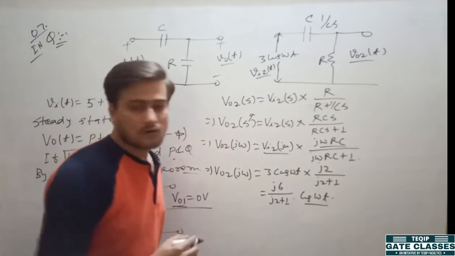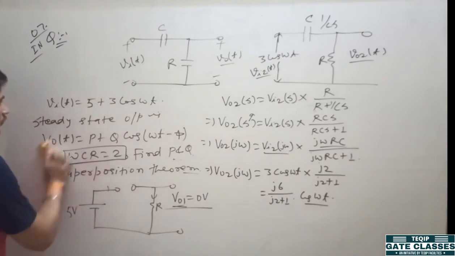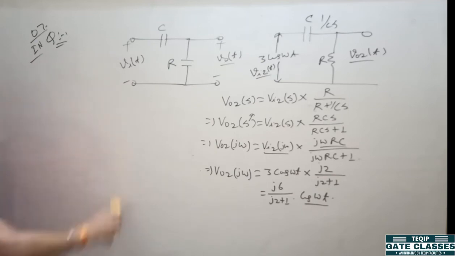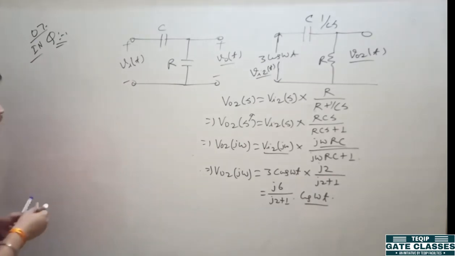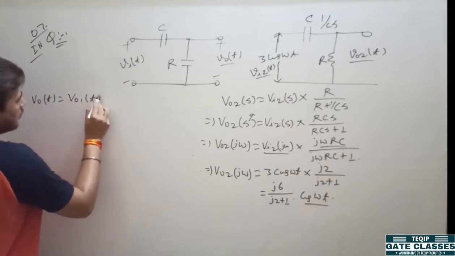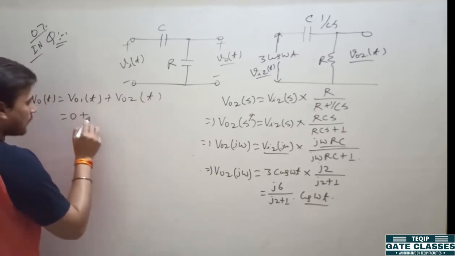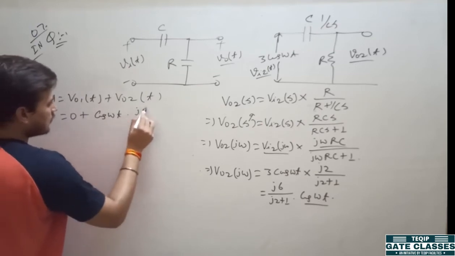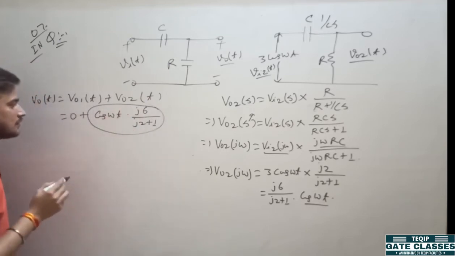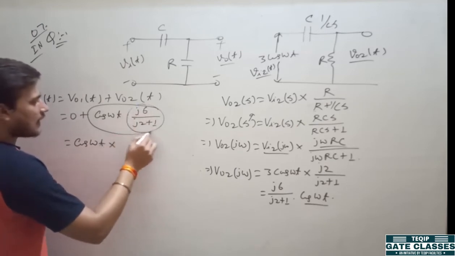So now how to write the solution? Because you have to write the final answer. You already know that because of the first voltage the output voltage was 0. So you write Vo(t) will be equal to Vo1(t) plus Vo2(t). Vo1(t) is 0 plus it is equal to cos omega t into j6 divided by j2 plus 1. Now how to solve this one? See the trick. Here it will be cos omega t into j6. Write the magnitude.